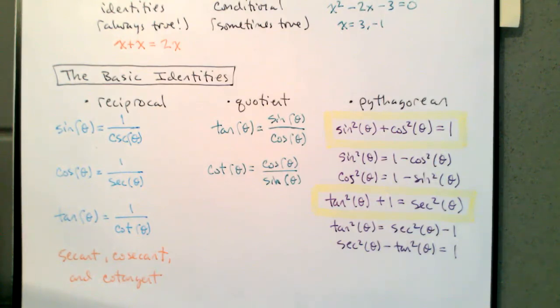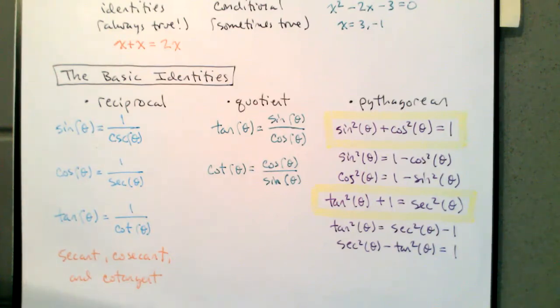Now that was taking our basic Pythagorean identity, sine squared plus cosine squared equals 1, and dividing everything by cosine squared. This raises the question, what if we went through and divided everything by sine squared? Will we get another one? And the answer is yes, we will. And no one was surprised by that.